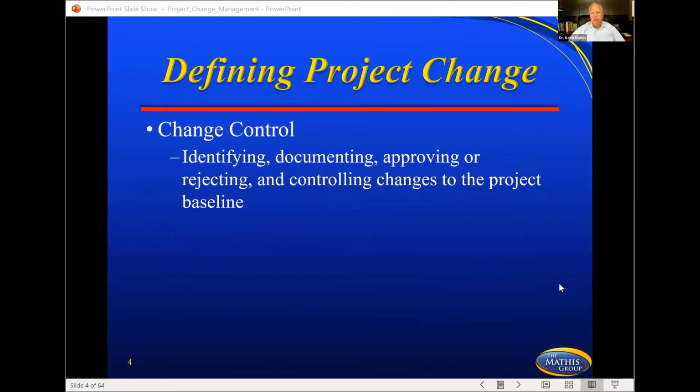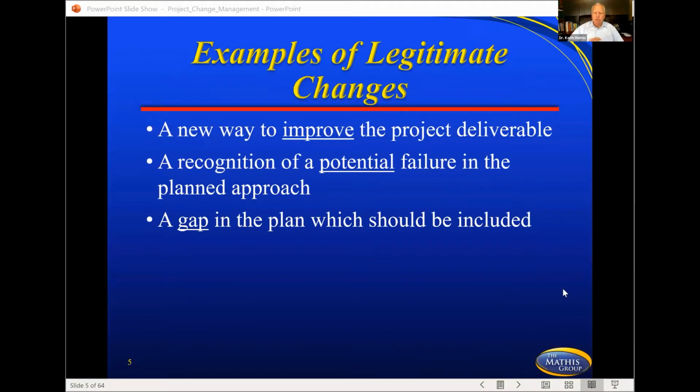Also, it's identifying, documenting, approving, or rejecting and controlling changes to the project baseline. Now, you remember you have 3 different types of baselines. You have scope, schedule, and cost baseline. And so when you have a change that has been approved, it's going to impact those baselines. All right, so here's some examples of what might be considered a legitimate change. A new way to improve the project deliverable, a recognition of a potential failure in the planned approach, a gap in the plan which has to be included or should be included. We experience this kind of stuff all the time.